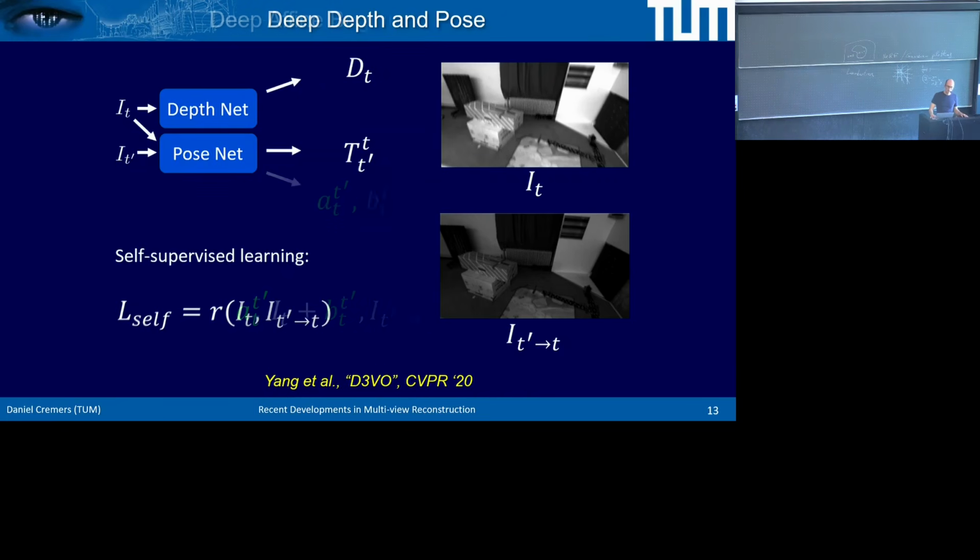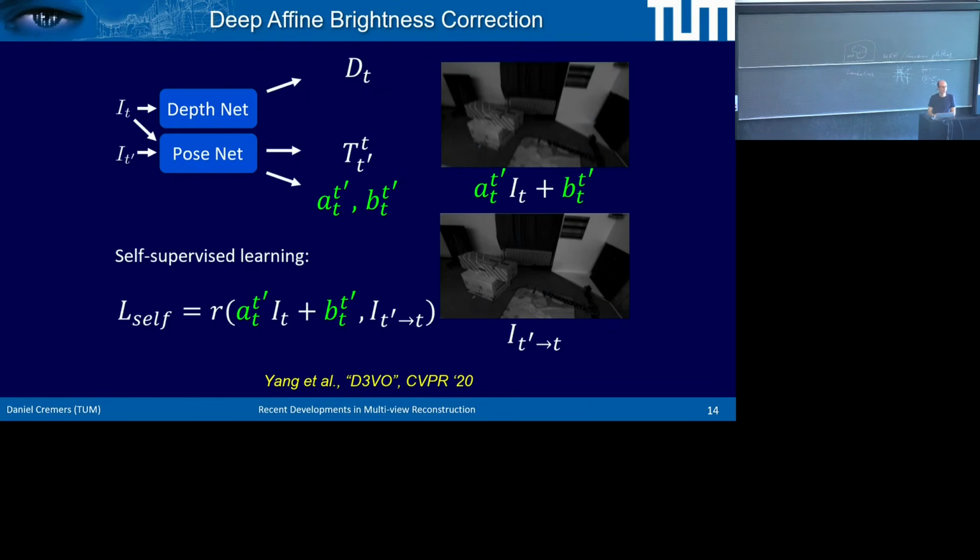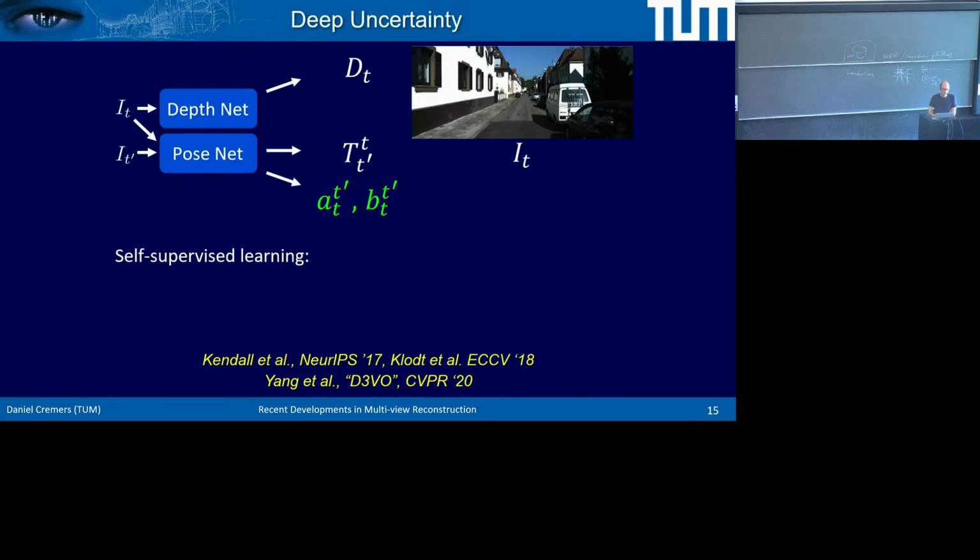But what's nice is you can also train a network to predict an affine brightness correction for the whole image. An offset and a scaling of the intensity to make it most consistent with the other image. And what's nice is you can train the network to predict these two parameters that model that correction. And then you have consistent brightnesses that you can use as a residual for training DepthNet and PoseNet. That works for a Lambertian world. But as I mentioned, the real world is not always Lambertian.